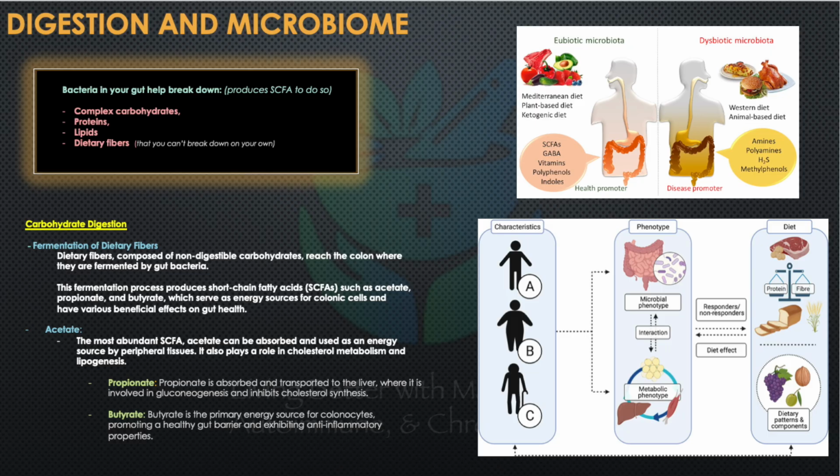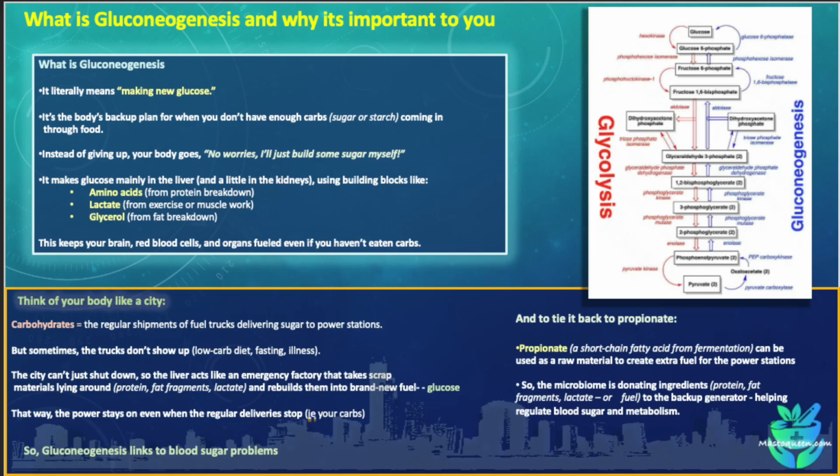But for some of us with mast cell disorders, it raises our histamine levels. Acetate, the most abundant short-chain fatty acid, can be absorbed and used as an energy source by peripheral tissues. It also plays a role in cholesterol metabolism and lipogenesis. Now, propionate is absorbed and transported to the liver, where it is involved in gluconeogenesis and inhibits cholesterol synthesis. Now, gluconeogenesis is the metabolic process of synthesizing glucose from non-carbohydrate precursors like lactate, glycerol, and certain amino acids.